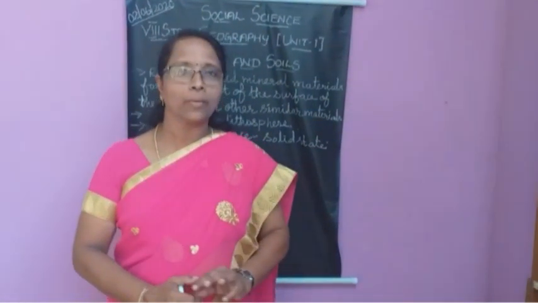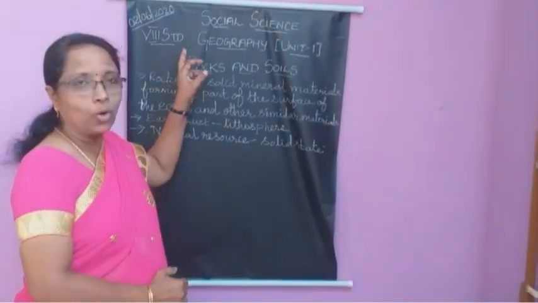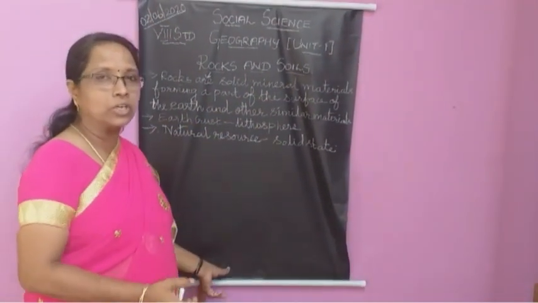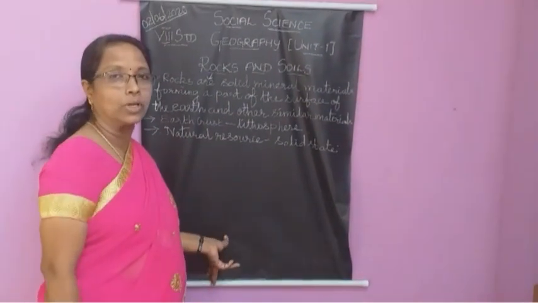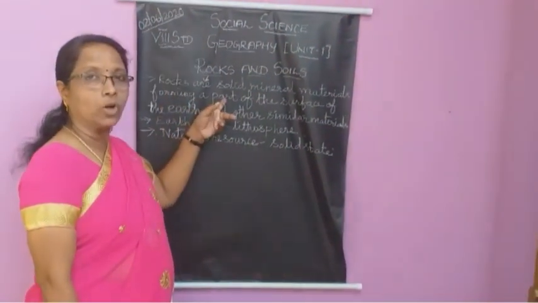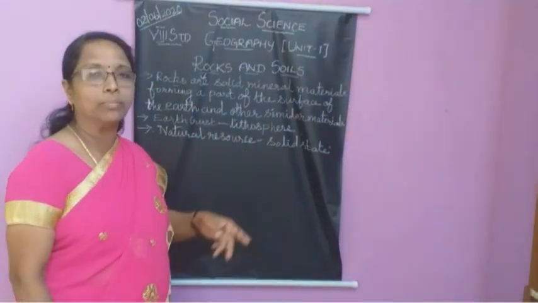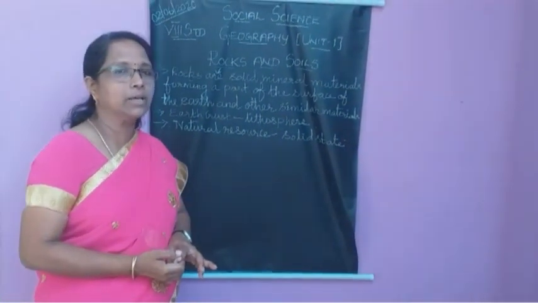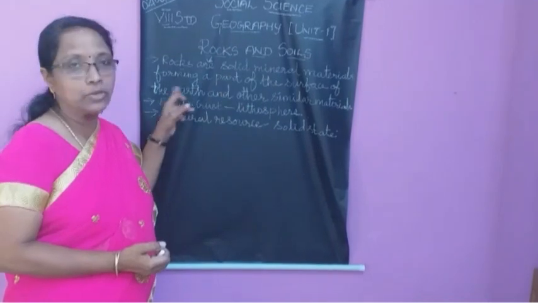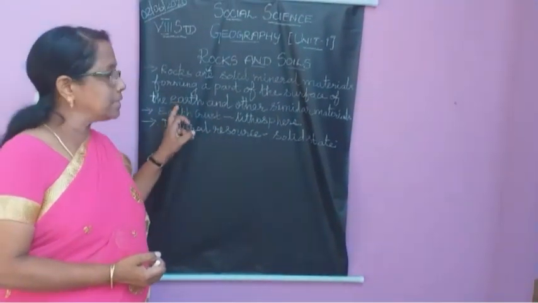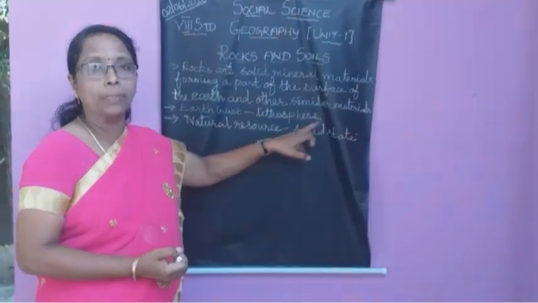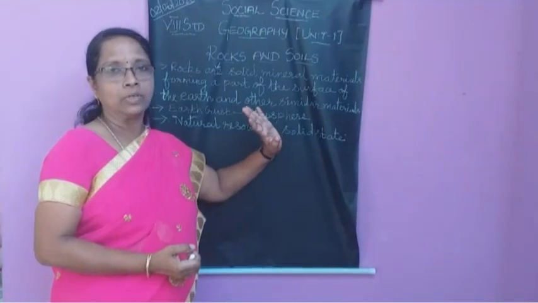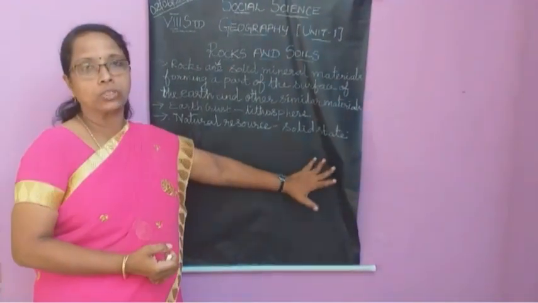Okay. Now in geography, we are going to see Unit 1, Rocks and Soils. In this first session, we are going to see about rocks. What is rock? Rocks are solid mineral materials forming the surface of the earth and other similar materials. This is the definition given for rocks. This earth's crust, lithosphere, is also made of rocks. It is a natural resource found in solid state. These are the things related to rocks.